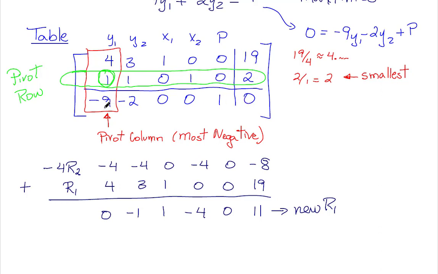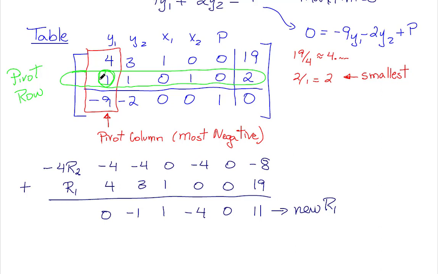Okay, so let's look for that. The most negative here is this minus 9. So that gives me the pivot column. All right, so far so good. And so then I need to figure out, well, what is the pivot row? So I have a 4 and a 1. I take the 19 divided by 4, 2 divided by 1. So 19 divided by 4 is 4 point something. 2 divided by 1 is 2, and that's the smallest. So that becomes my pivot row.